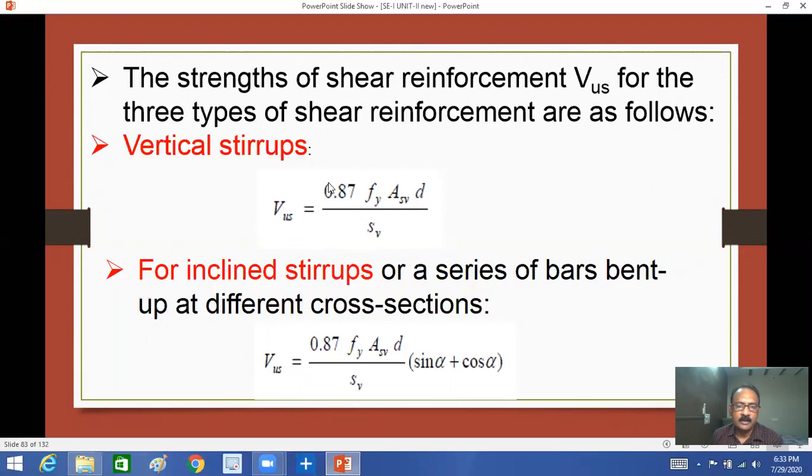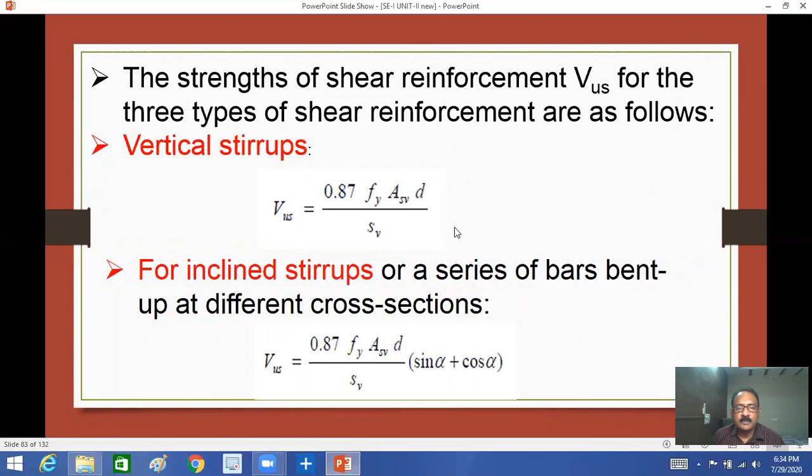0.87 is the factor taken as a safety factor. Fy is generally 415, 250 or 500, Fe 500, in Newton per mm square. Asv is the area of stirrups. d is the depth of your beam. Sv is the spacing. These definitions and this formula are important and given by IS 456, and you have to practice how to use IS 456.